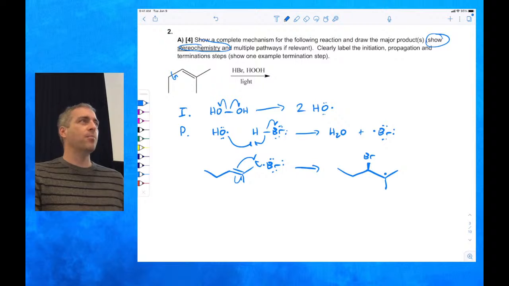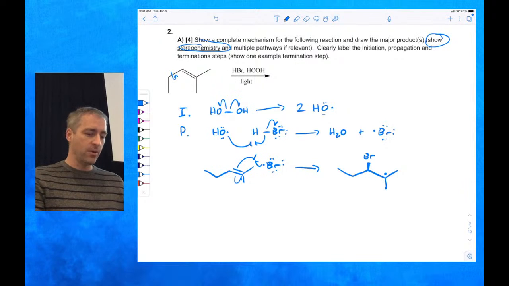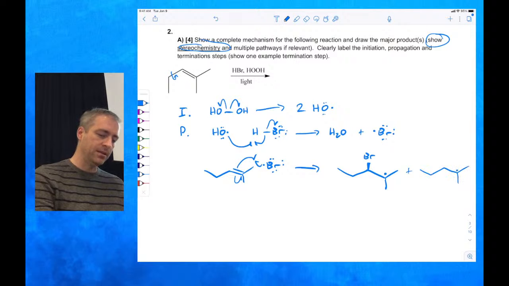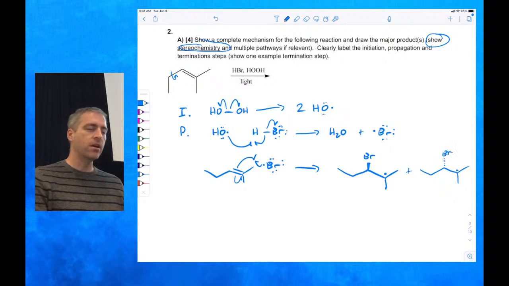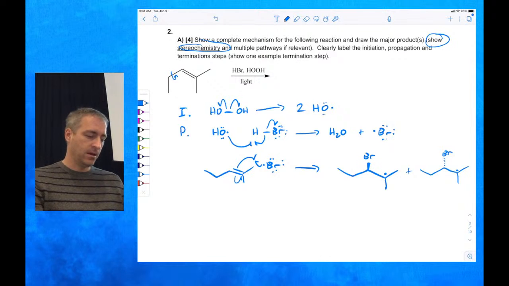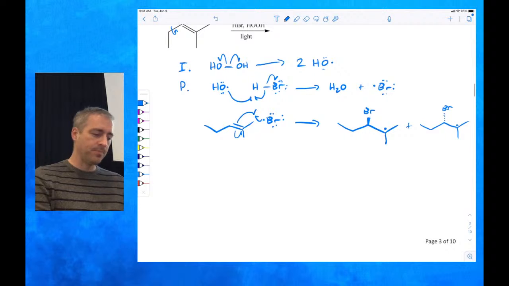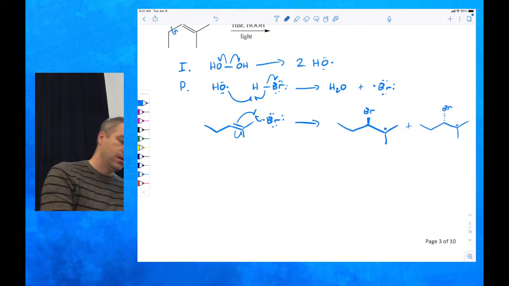It turns out that that bromine, when it adds, could have added the other way around too. So let's draw that possibility as well to be complete. You're going to get both, and you're going to get 50-50. So that is a propagation step. There's another propagation step in this mechanism.